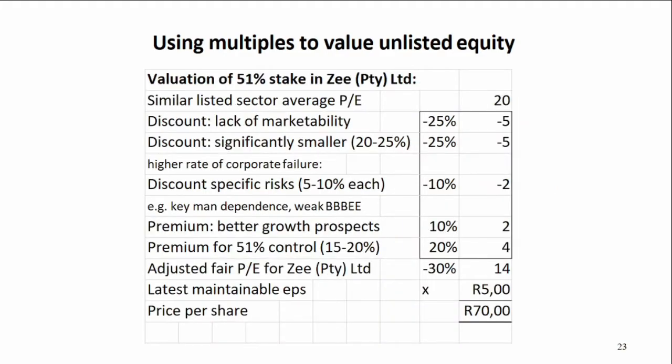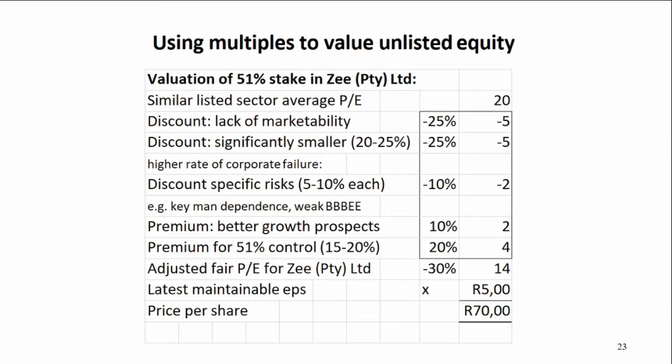So our first point in valuing Pty Limited is going to be obtaining a similar listed PE ratio. And in the question, they told us that a similar listed sector average PE ratio is 20. Then we need to make certain adjustments because there are differences between the financial risk and business risk for the listed company and for the financial risk and business risk for Pty Limited.